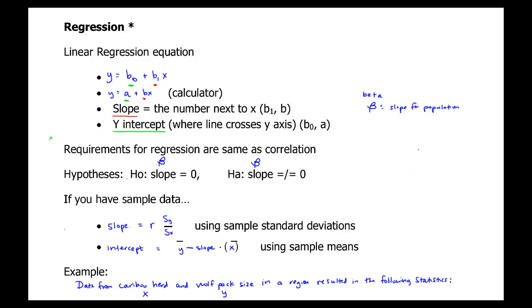So for our hypotheses, we have the null hypothesis is that the slope equals 0, or you could use beta equals 0, and the alternative hypothesis is that the slope is not equal to 0 or beta is not equal to 0.